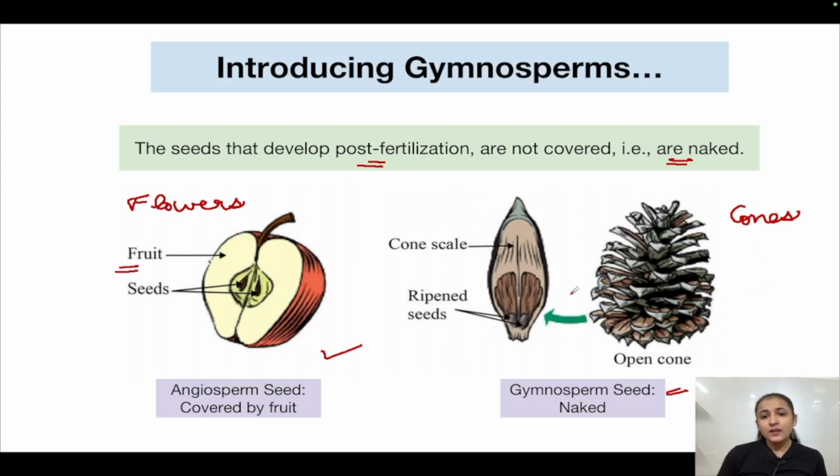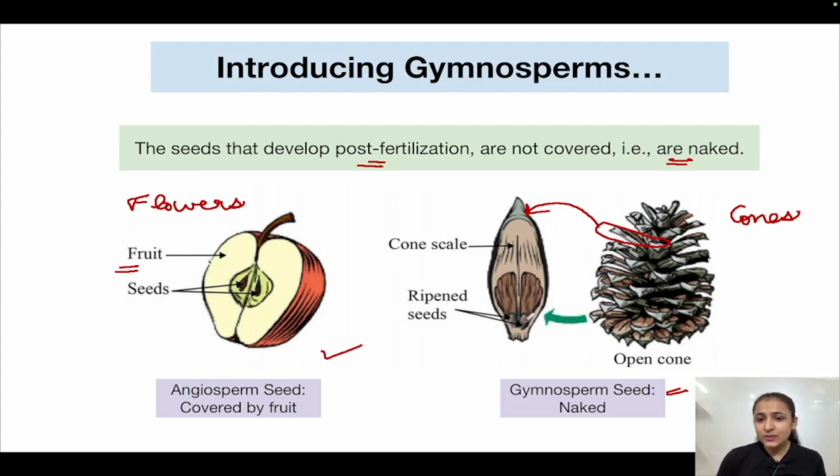If we take out one of the sporophylls of this cone and look at it, you can see these are the ripened seeds that are present towards the base of this cone scale, or we can call this structure the sporophyll. This is the megasporophyll. So this is the cone scale. These are the ripened seeds or mature seeds.